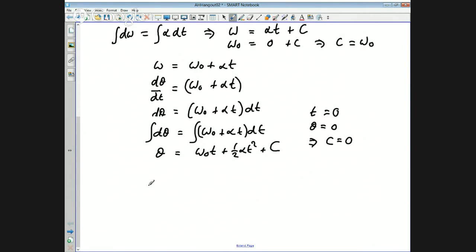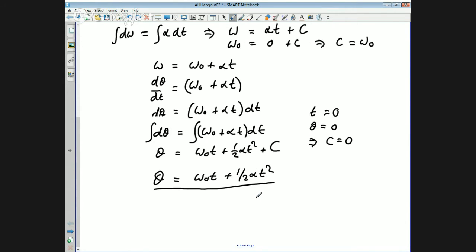So finally we have our final expression for the angular rotation. Theta is omega naught t plus 1/2 alpha t squared. And it's almost the same expression as the linear equivalent of displacement equals ut plus 1/2 at squared.